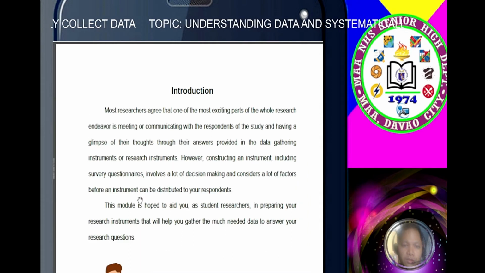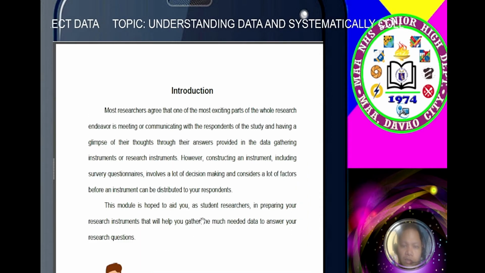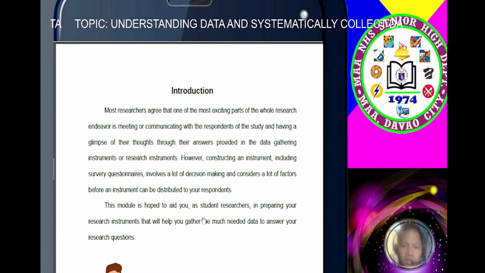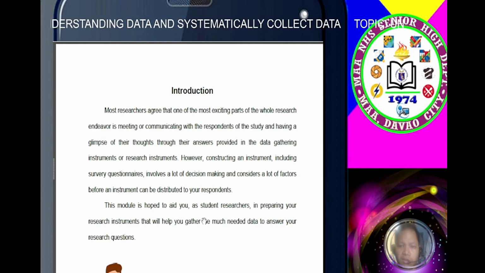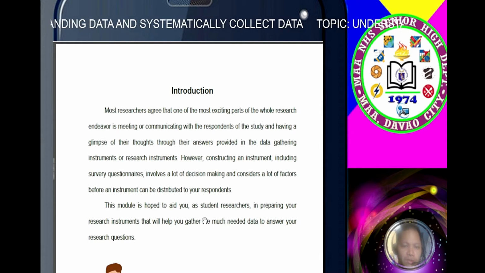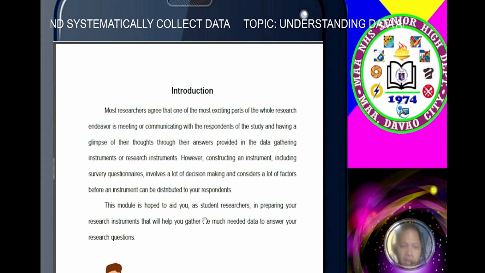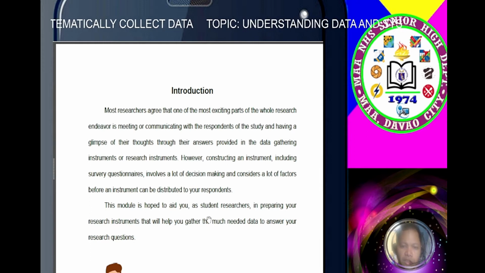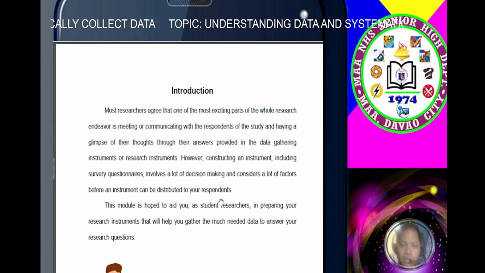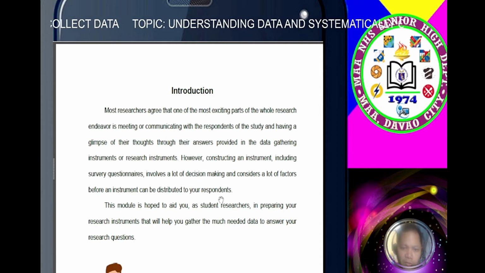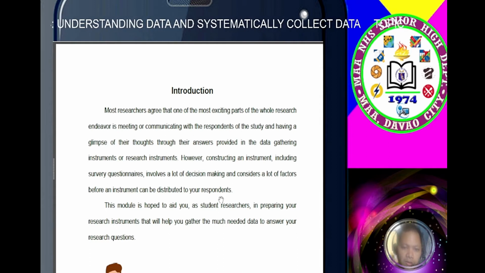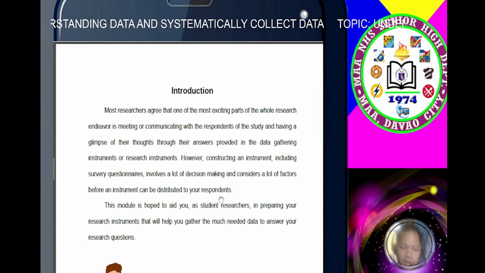Most researchers agree that one of the most exciting parts of the whole research endeavor is communicating with the respondents of the study and having a glimpse of their thoughts through the answers provided in the data gathering instruments, or the research instruments. However, constructing an instrument, including survey questionnaires, involves a lot of decision making and considers a lot of factors before an instrument can be distributed to your respondents.